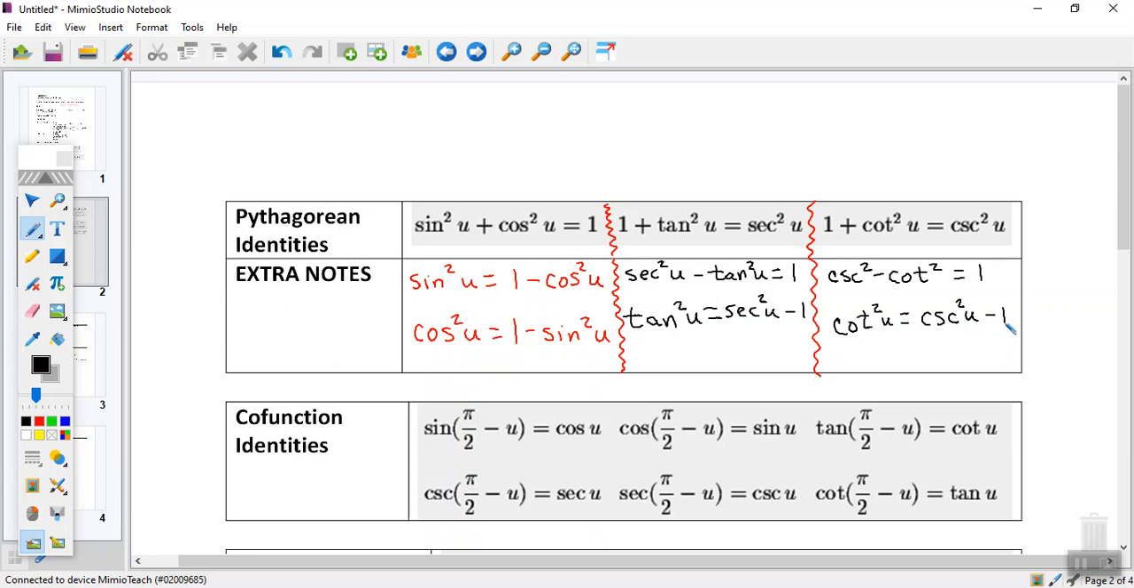Pythagorean identities. We put some extra notes on there. We said that the tangent and cotangent functions were important, right? Very important here. So have you guys got those? Yes.